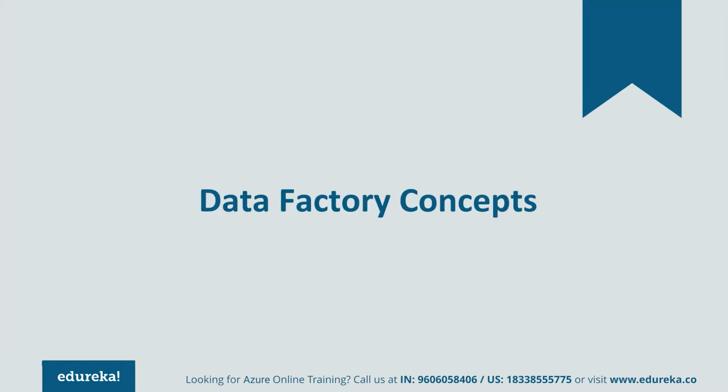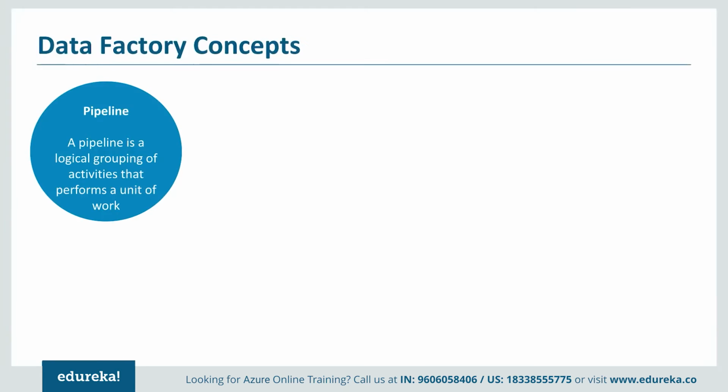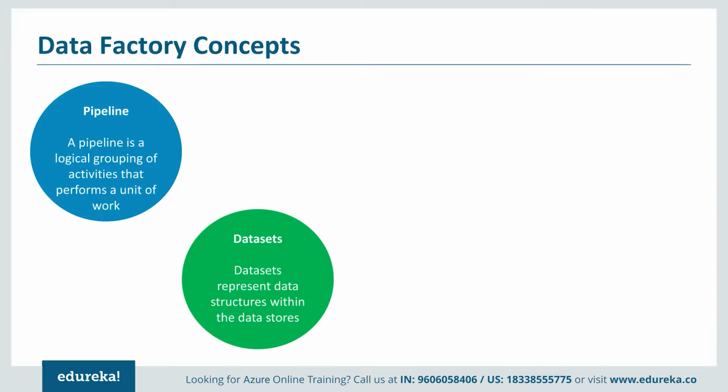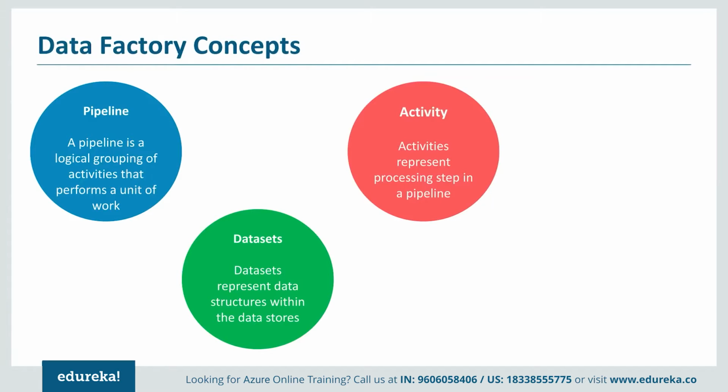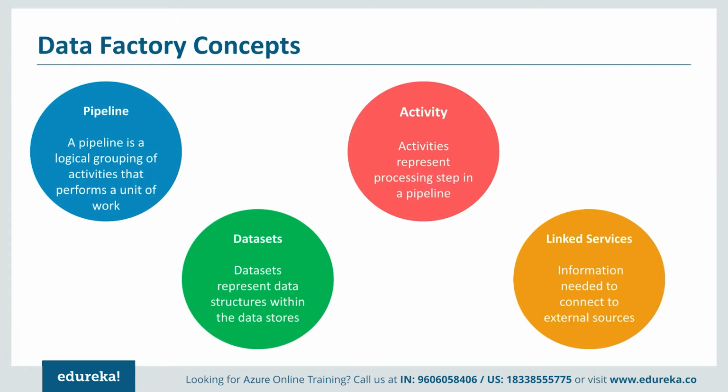So what are the concepts that surround this particular term? When we talk about data factory concepts, we have quite a few terms to discuss: pipelines, data sets, activities, and linked services. Let us try to understand these one by one. First, we would be talking about pipeline. Think of it as a proper pipeline, that is, something which acts as a carrier in which we have various processes taking place.